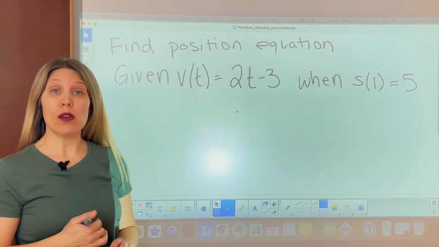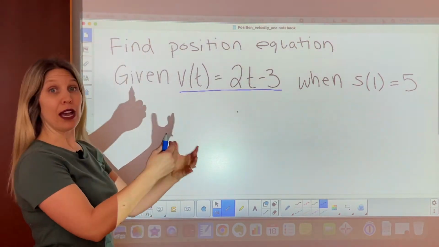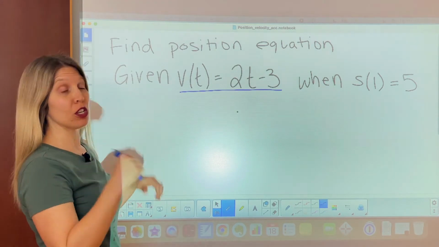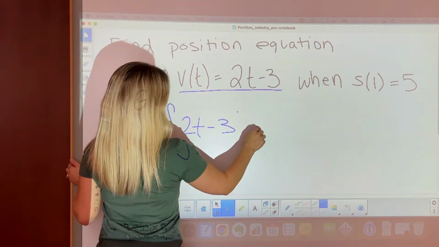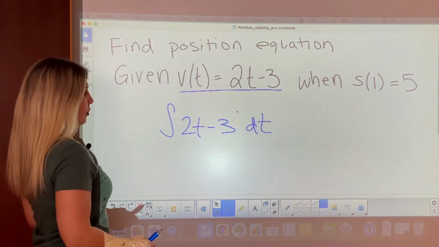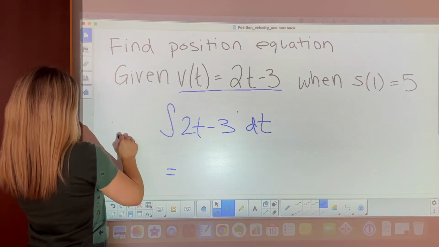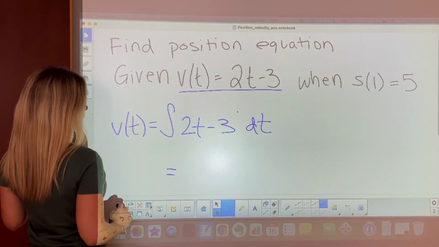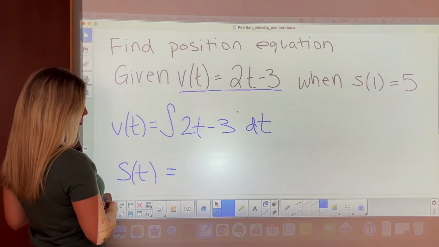So in this problem, again, they want us to find position, and they gave us our velocity. So you have velocity, you want to go back to position, you got to integrate. So we're going to integrate 2t minus 3 dt. And this is nice, we can just do a straight integration. So when you integrate this, this is our velocity equation. We should write that. When we integrate, we're going to be getting our position equation.